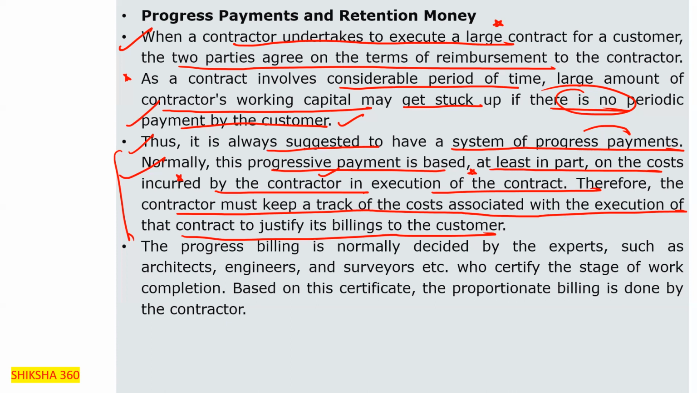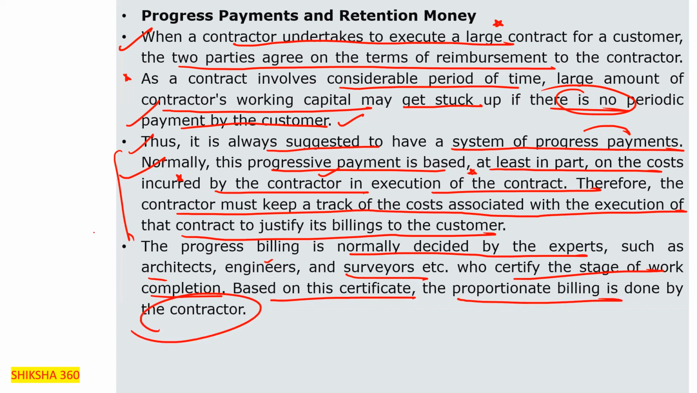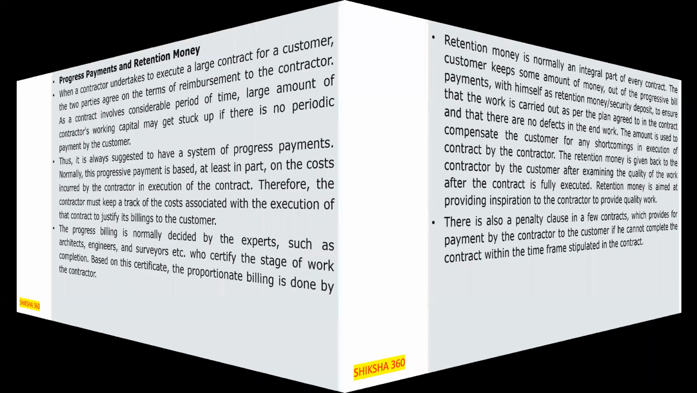Similarly here, the progress billing is normally decided by experts such as architects, engineers and surveyors, who certify the stage of work completion. Based on this certificate, the proportionate billing is to be done by the contractor here. Further, this is the progress payment.